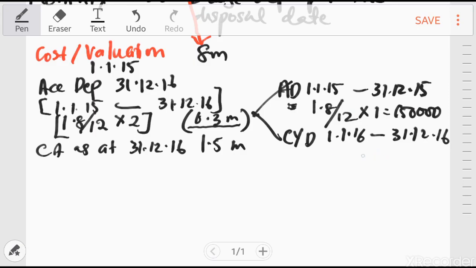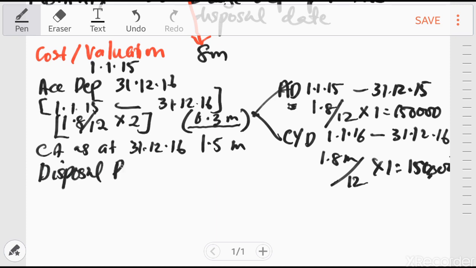And here also the same calculation, 1.8 million divided by 12 times 1. So it is 150,000 as well. I need to highlight that because that will give impact to the notes on PPE. So you will compare that with the disposal proceed. You are comparing the carrying amount with the proceed 1.7 million. And that will give you a gain.